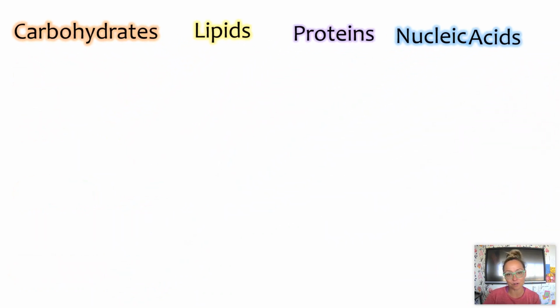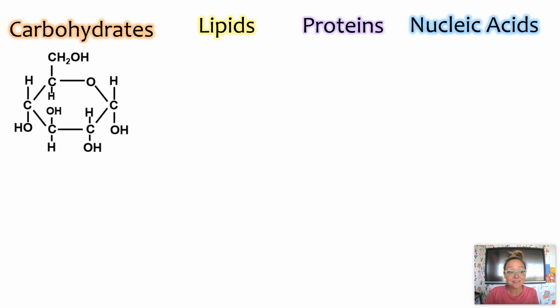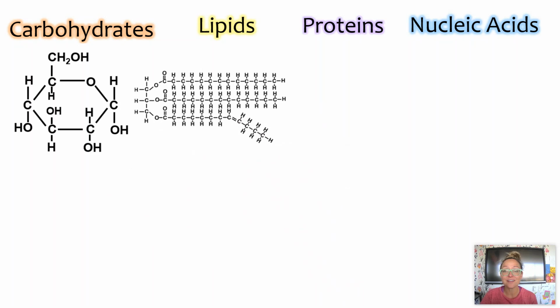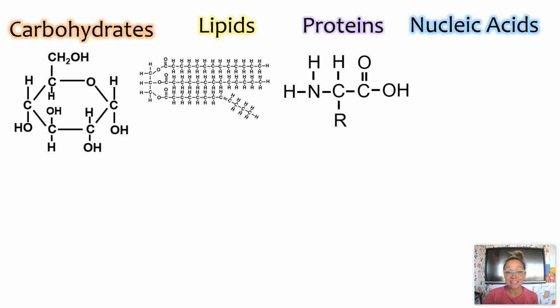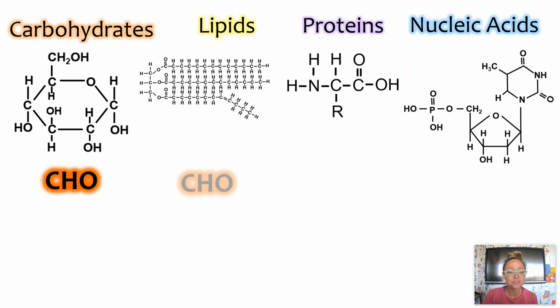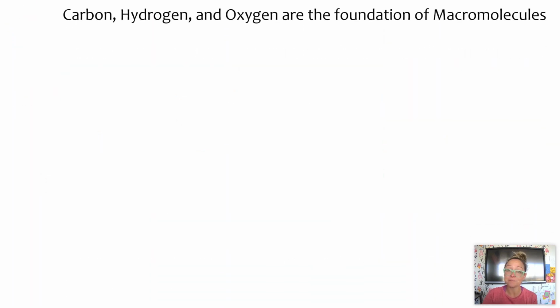So when we look at these four macromolecules and we look at their structures, what we see is, in carbohydrates, CHO. When we look at lipids, we see CHO. When we look at proteins, we see CHO and nitrogen. Now that R right there is just a placeholder. There's not actually an element with an R in proteins. And then we have nucleic acids, and in nucleic acids, we see CHONP. So when we look at this, they all have carbon, hydrogen, and oxygen in common. And that's because carbon, hydrogen, and oxygen are the foundation of our macromolecules.